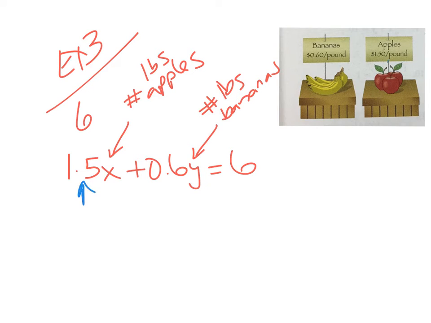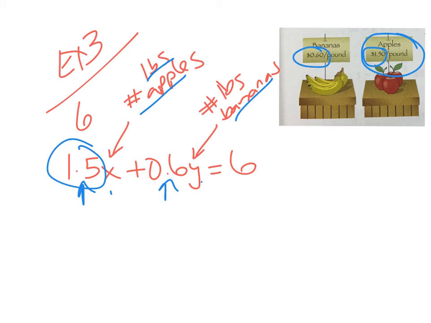Okay, what is the 1.5 and the 0.6 representing? Can anybody tell me? The x and the y. No, the x and the y are these two. What's the 1.5? Close. It's the cost. Oh, the cost. We're trying to find the pounds. That's what x and y are. $1.50 per pound of apples and 60 cents per pound of bananas.